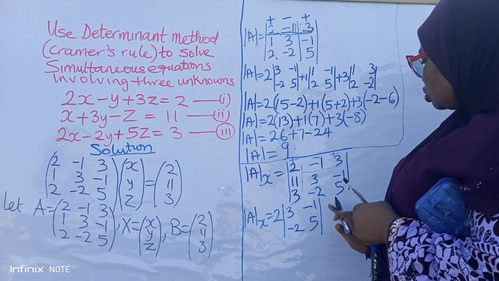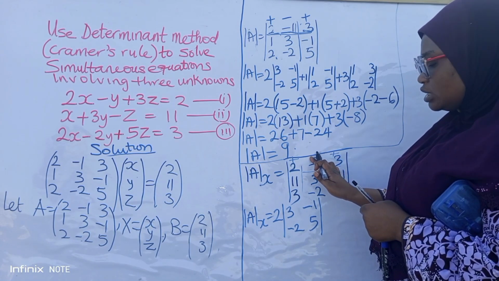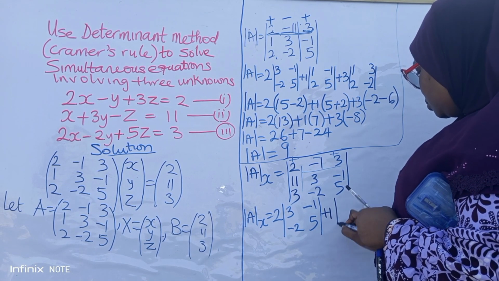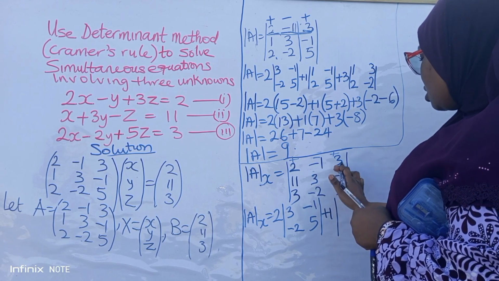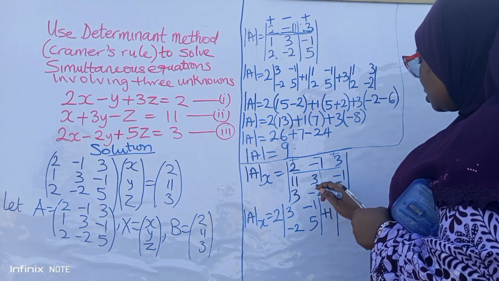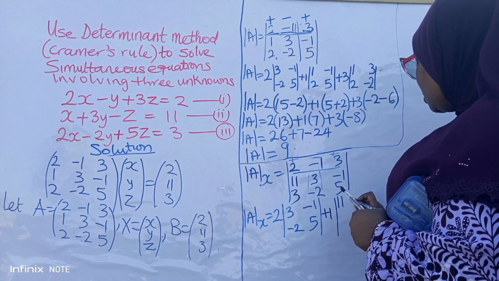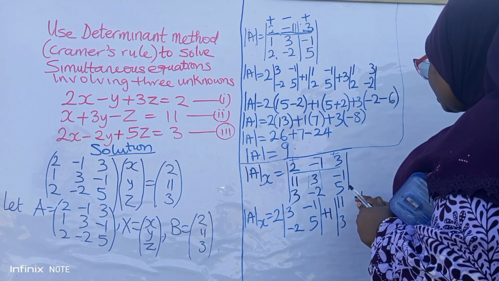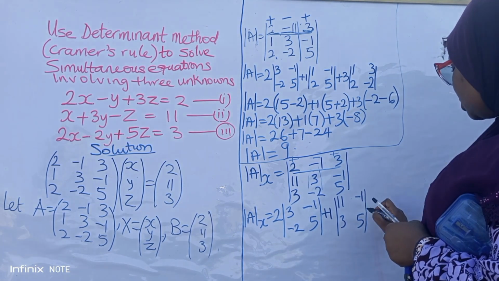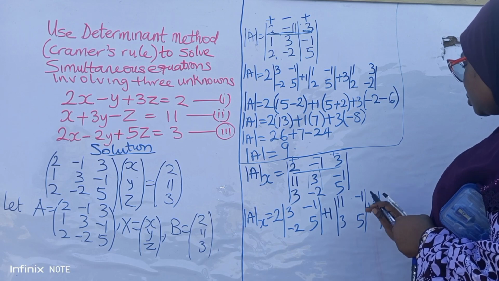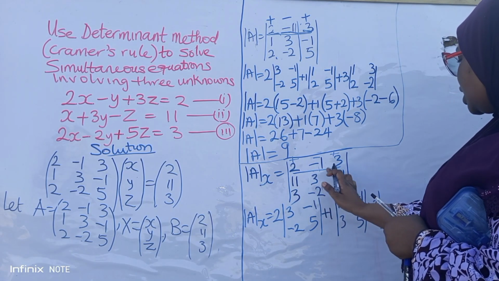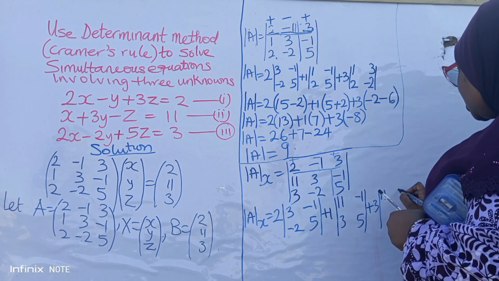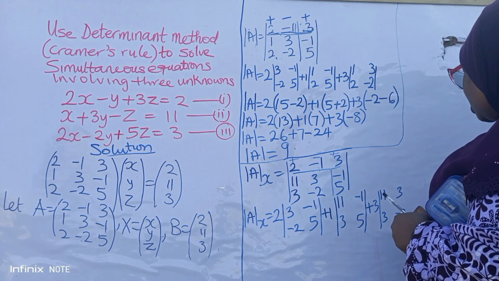Then minus 1, you write your minus 1, but remember there's minus on top of it. So it will be minus times minus 1 gives plus 1. So you cover it horizontally, you cover it vertically. So you are left with what? 11, minus 1, 3, 5. Then plus 3. You cover it horizontally, you cover it vertically. So you are left with what? 11, 3, 3, minus 2.